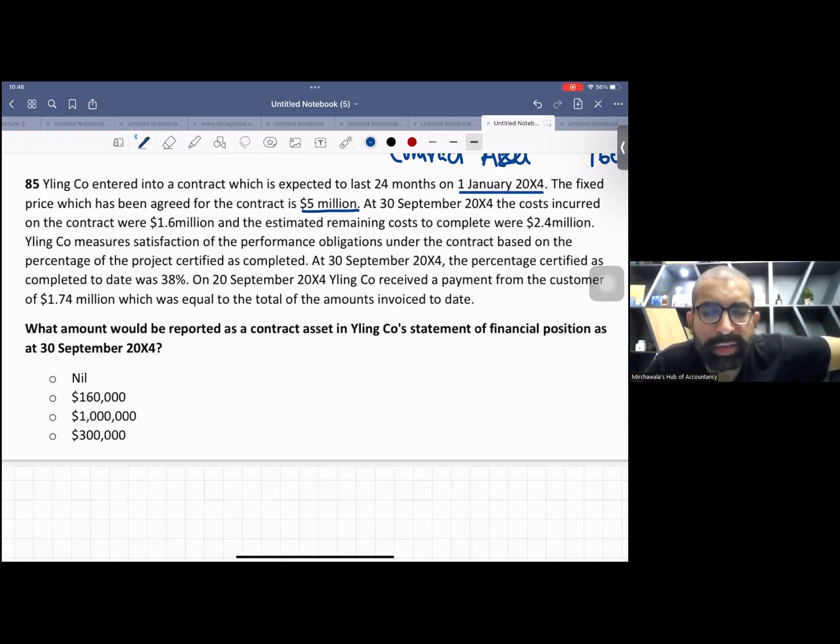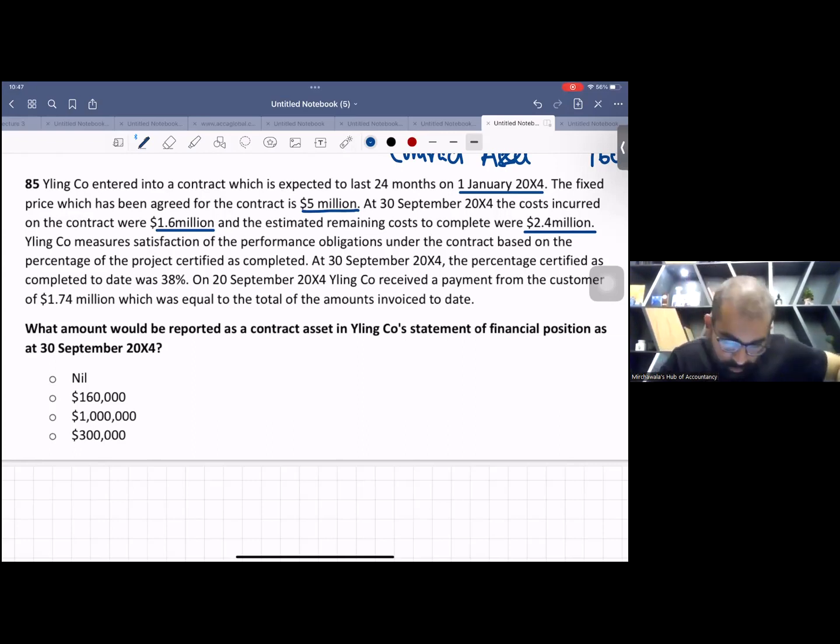So how will you calculate the revenue recognized to date? Use your brain. Very simple. Total contract revenue multiplied by the stage of completion. Come on. At 30th September X4, the cost incurred to date is 1.6 million and the remaining cost to complete is 2.4 million. So that means total estimated cost is 4 million. See, cost incurred to date plus cost to complete. This makes total estimated cost, which is 4 million.